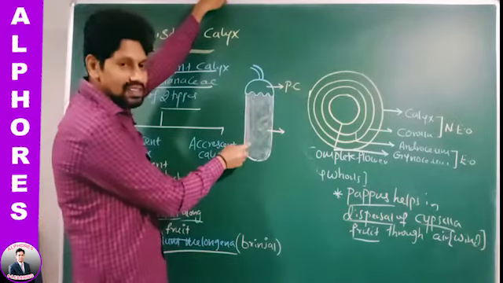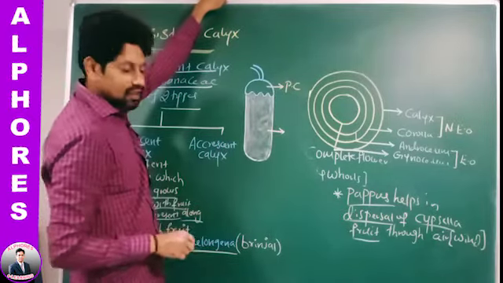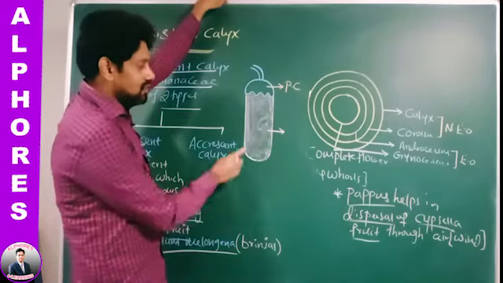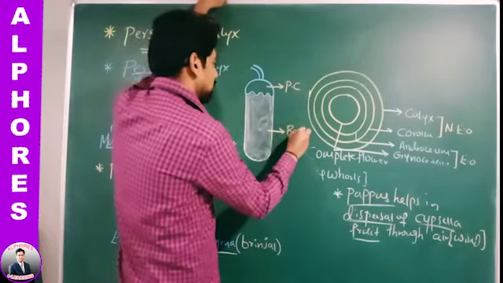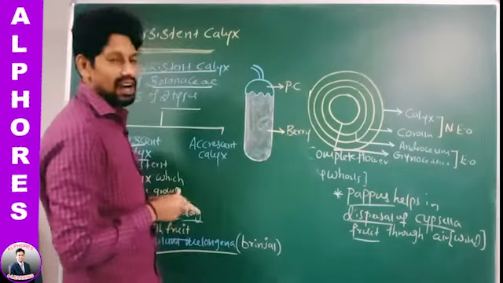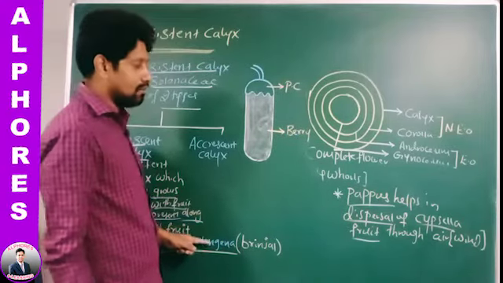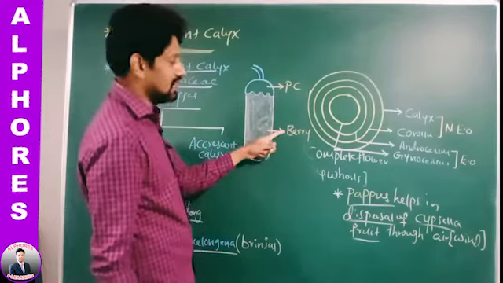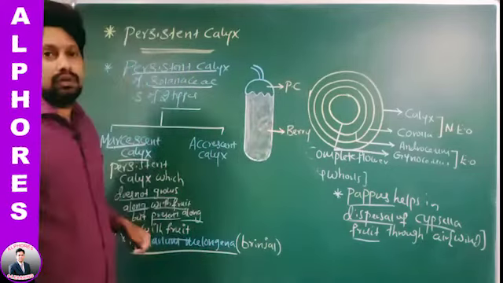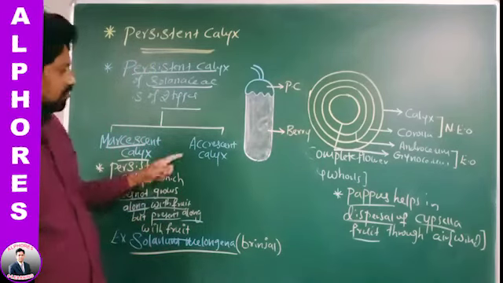Whereas this is what, sir? This is a true fruit. In Solanum melongena, this true fruit name is berry. What is the name of this true fruit in the case of Solanum melongena? Berry. Okay.